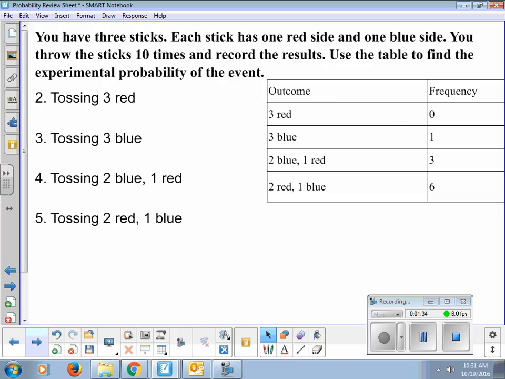Okay, for the next question, they give you the outcome and the frequency. Remember, the frequency is the number of times it happens. So you are using this chart to find your probabilities. You have 3 sticks. Each stick has 1 red side and 1 blue side. You throw the sticks 10 times and record the results. Use the table to find the experimental probability of the event.